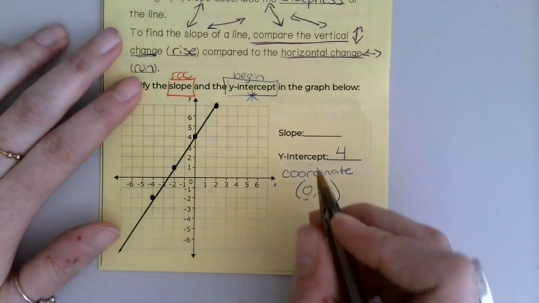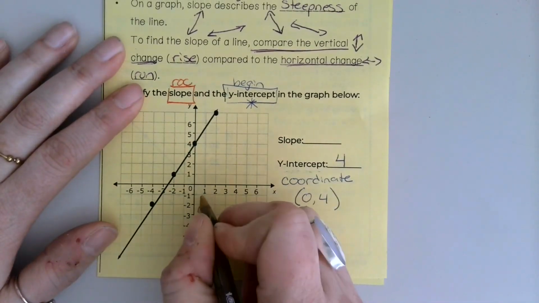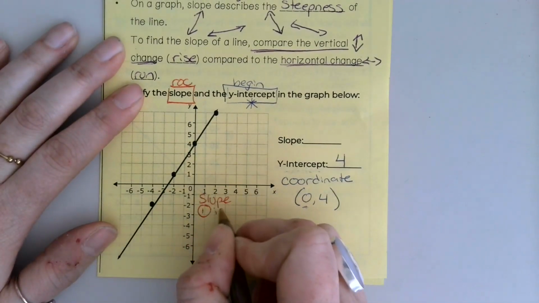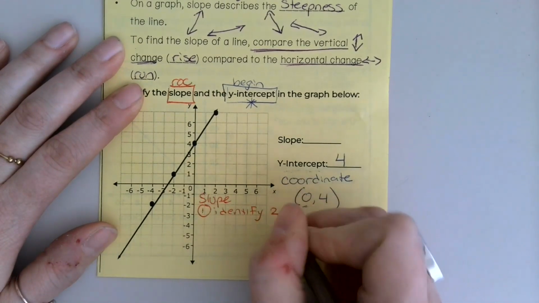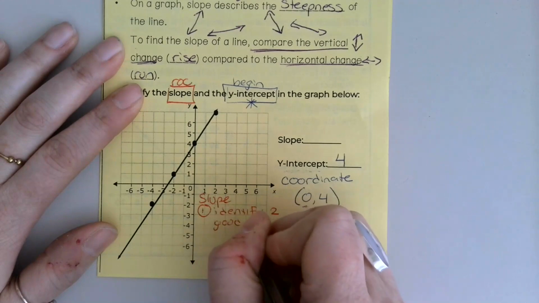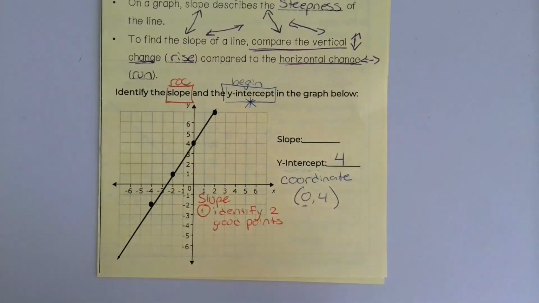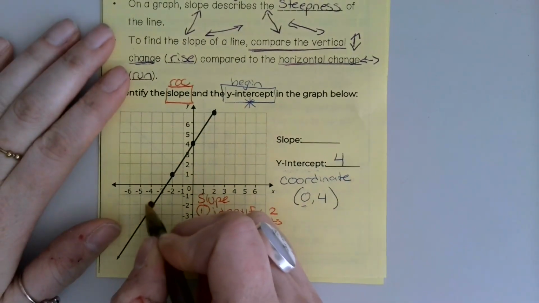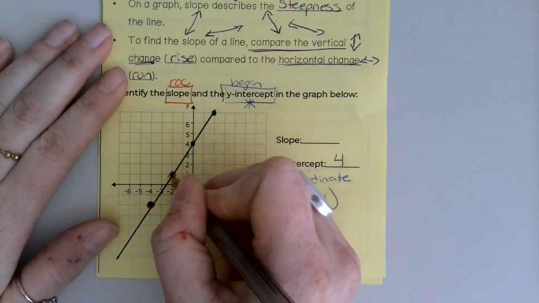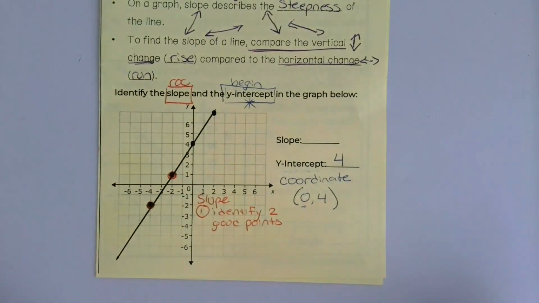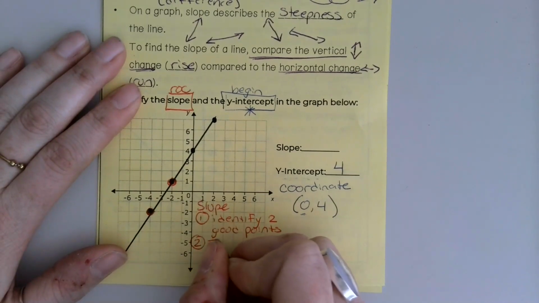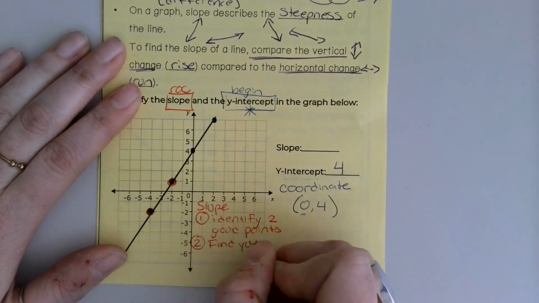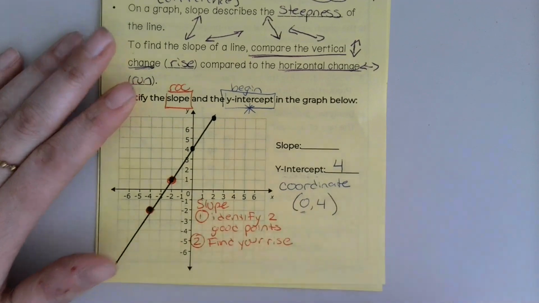We need to first, so step 1, slope, identify 2 good points. Good points mean that they're points we can tell what they actually are. We've put points on the graph here for you, so I'm just going to highlight the 2 points we're going to use. Step 2, find your rise.